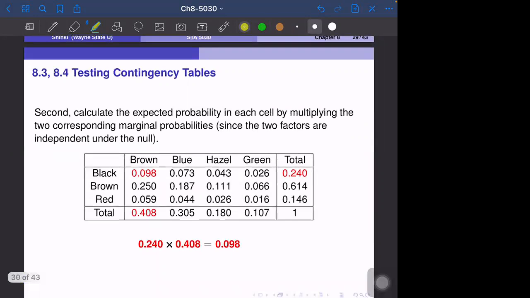Then next step, we assume the independence between hair color and eye color. If these are independent, then the probability of black hair and brown eyes is the product of this probability and this probability. If event A and event B are independent, the probability of A intersection B is the product of the probability of A and the probability of B. And in the same way we can calculate these probabilities, so we can fill out the whole table.